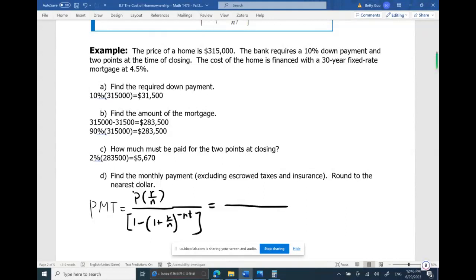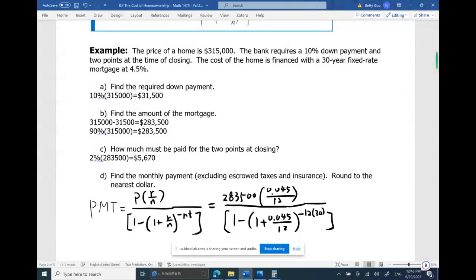Let's plug in the values. Loan amount, $283,500. Annual interest rate, 4.5%, so 0.045, over 12, we have the monthly interest rate. Denominator, 1 minus, in the parentheses, we have the compounding factor, 1 plus 0.045 over 12. And the exponent is negative 12 times how many years? 30-year loan, so 30. And then close the denominator.